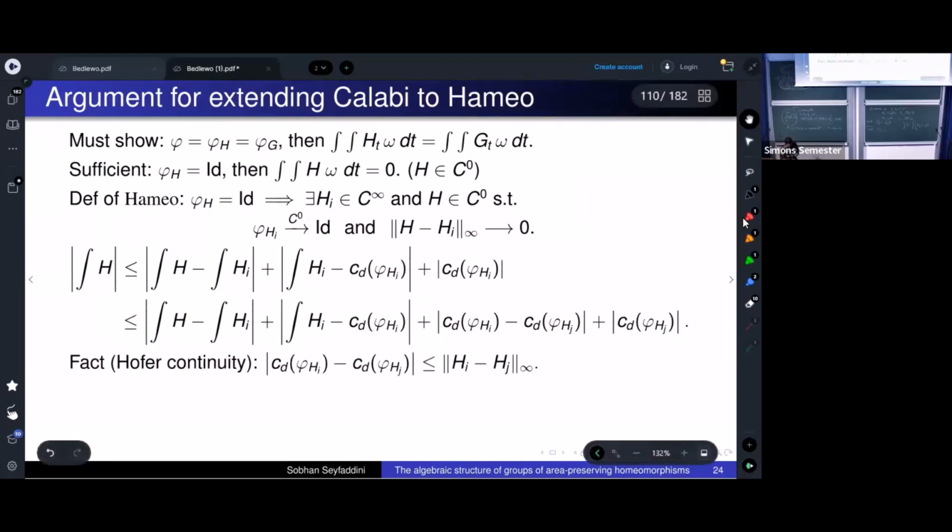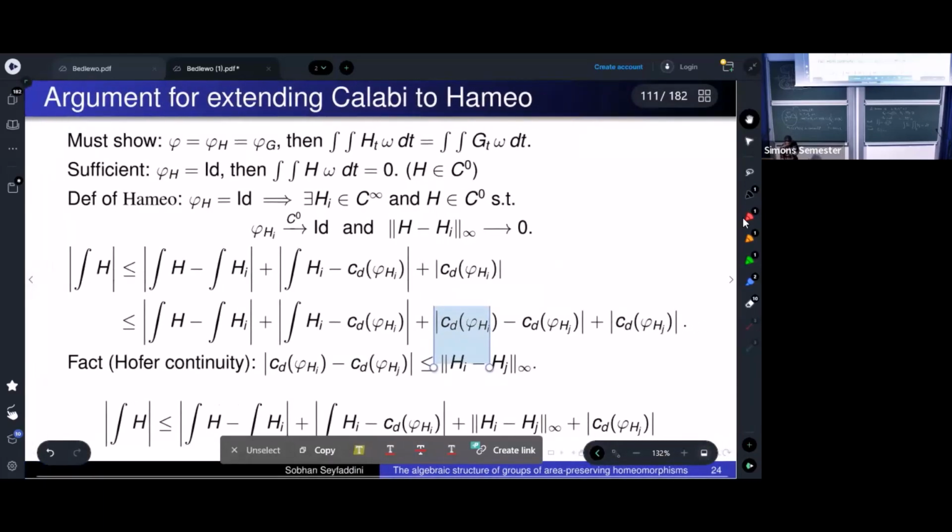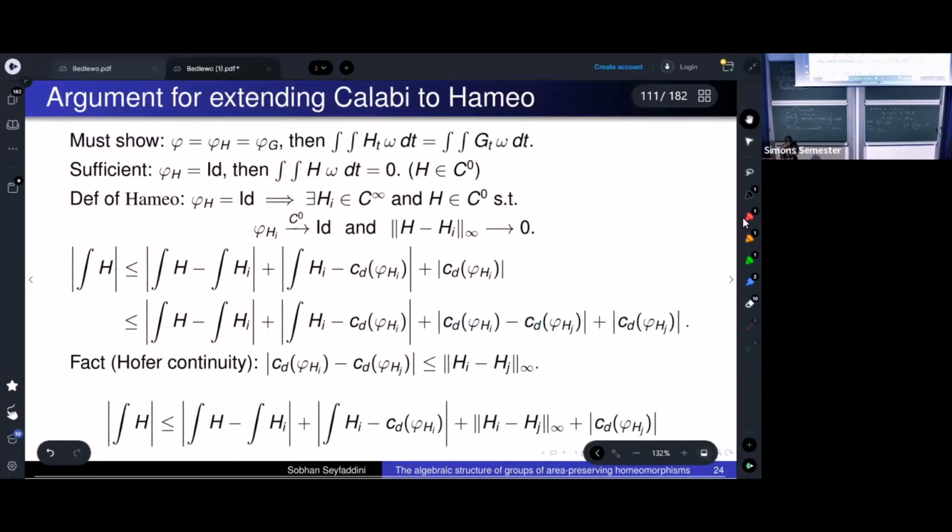And now there is a fact about these invariants that I'll use at this step, which I did not state yet. In symplectic terminology, we call this Hofer continuity, and basically it says the following: CD of phi H_i minus CD of phi H is bounded above by the sup norm of the difference of H_i and H. So CD is actually Lipschitz continuous with respect to the sup norm. Okay, so we plug that back in, and I just replace this term of the inequality with the norm of H_i minus H.